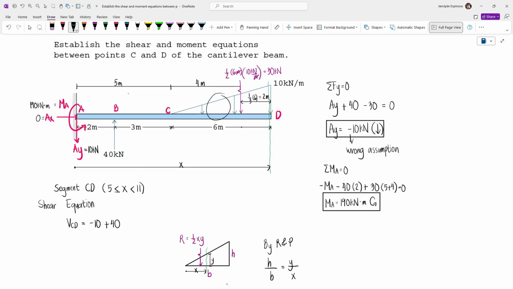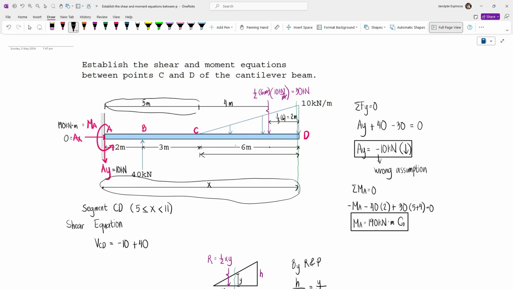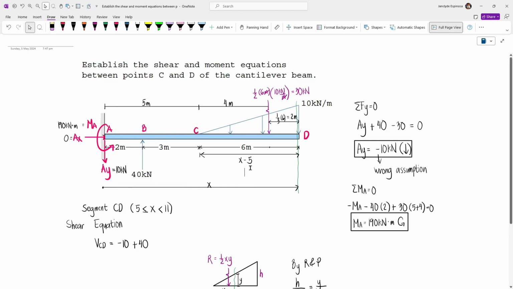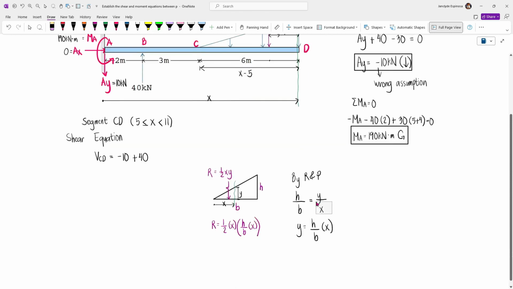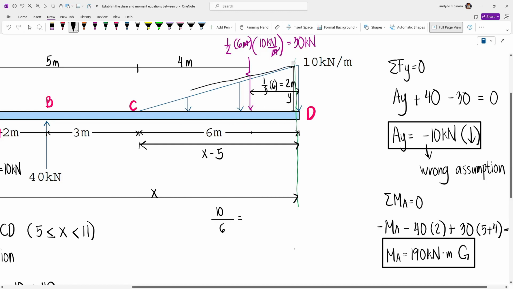Now for this triangle, the base would be this distance from here up to the cut. That's going to be the base. And so what is this distance in terms of x? It's going to be the whole distance minus 5 meters. So this is x minus 5. And so this is the base that we'll use for the value of x. And then for this base, we actually have this y from here up to here. That's gonna be y. And so by ratio and proportion, the height of the whole triangle is 10 kilonewton per meter. So 10 is to the base of the whole triangle, which is 6 meters. So we have 6. And then for this cut portion, the base is x minus 5 and the height is y. So we have y divided by x minus 5.